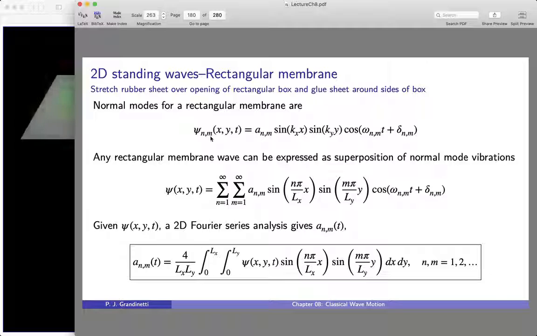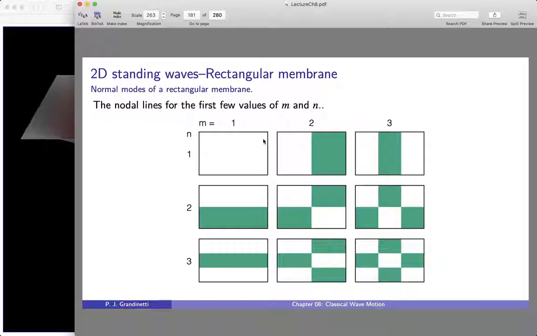And any wave that appears on this membrane can be written as a linear combination of these normal modes. So taking this expression here and doing some linear combination with various amplitudes, we can construct any wave that occurs on that membrane. Now, we can also do a Fourier series analysis on our wave function, and this is the result from Fourier analysis that tells us what the amplitudes are for each of those normal modes.